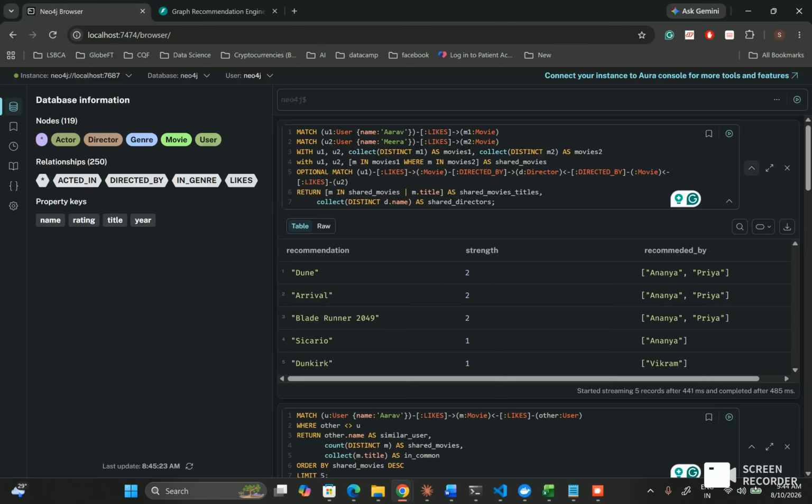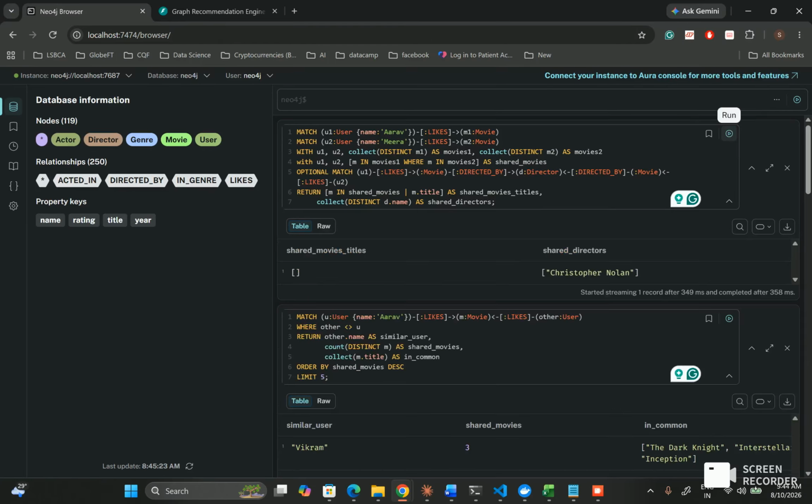Okay, let's run this query live. Okay, over here. See what has happened. Zero shared movies between Arav and Meera, but a shared director.